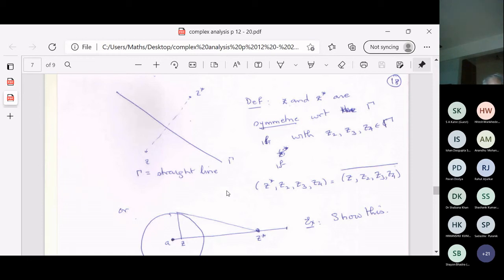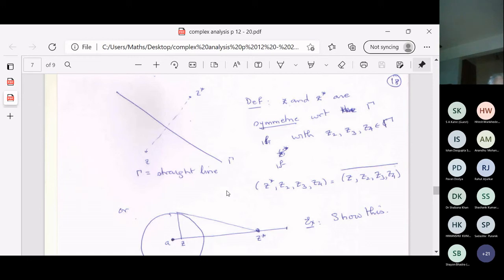And we say that they're symmetric if the cross ratio of Z, Z2, Z3, Z4 and the cross ratio of Z star, Z2, Z3, Z4 are complex conjugates. Again, here you have to be slightly careful. In what way? It looks as if I'm talking about Z and Z star being symmetric with respect to gamma. How am I defining it? I'm defining it with a choice of 3 points Z2, Z3, Z4 which are in gamma.